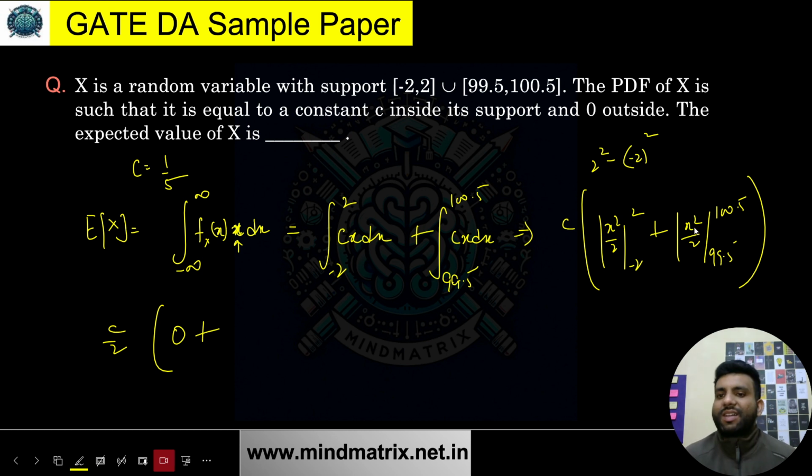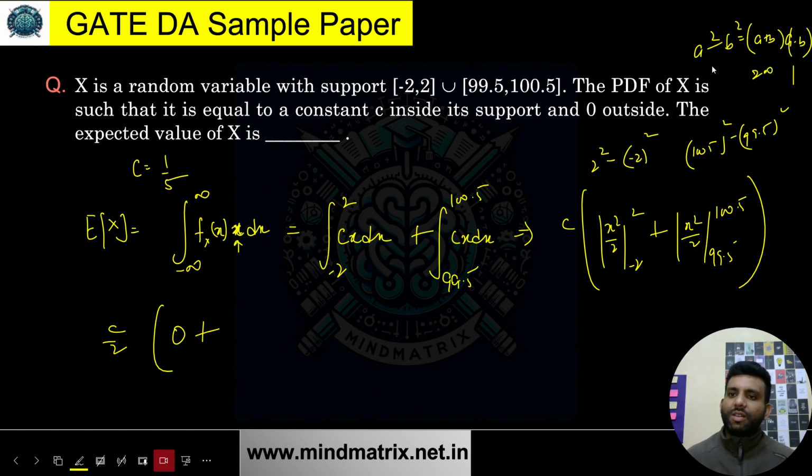No, because that is like x square over here, so it is going to be 100.5 square minus 99.5 square. So isn't it something like a square minus b square? What is it? A plus b into a minus b. And we know the subtraction of this value is 1, and the addition of this value is 200. Okay, simple. So if I just do 100.5 square minus 99.5 square, that is going to be 200 only.